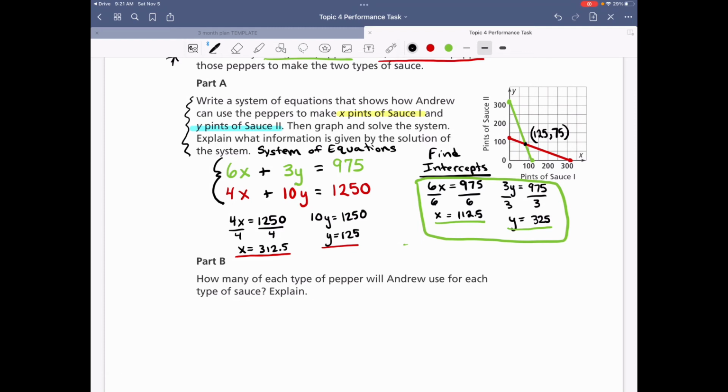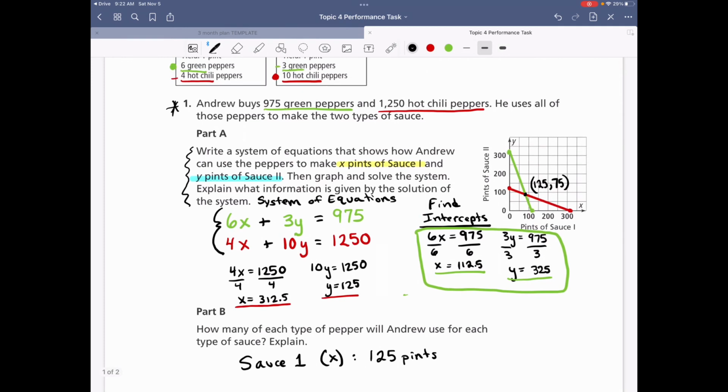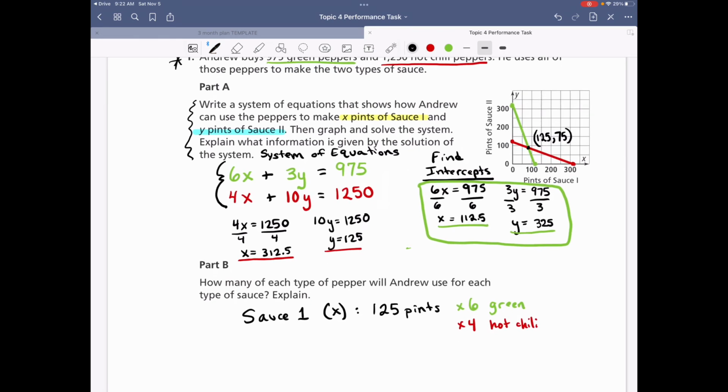How many of each type of pepper will he use for each type of sauce? So for sauce 1, that's X, right? He would make 125 pints, which means that it takes 6 green peppers, so times 6 green, and it takes 4 hot chilies, so hot chili. And we have to multiply that to figure out how many peppers he's going to use.